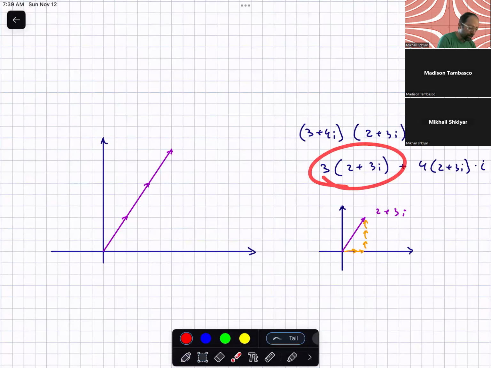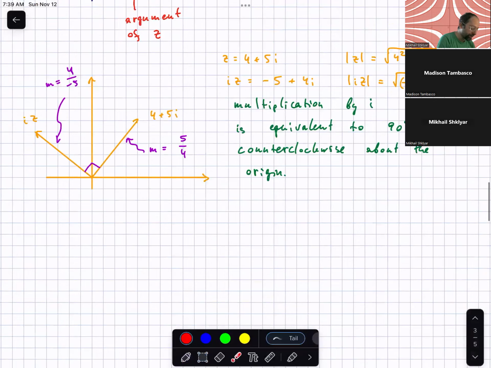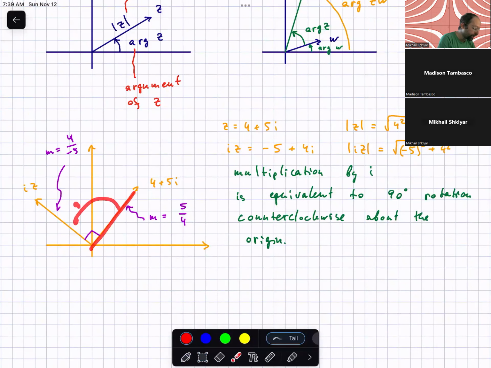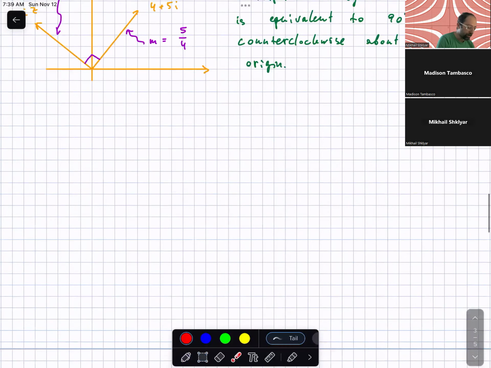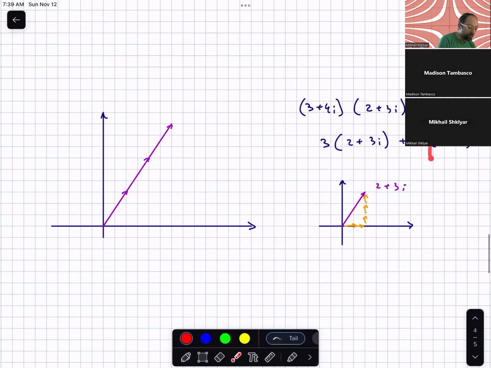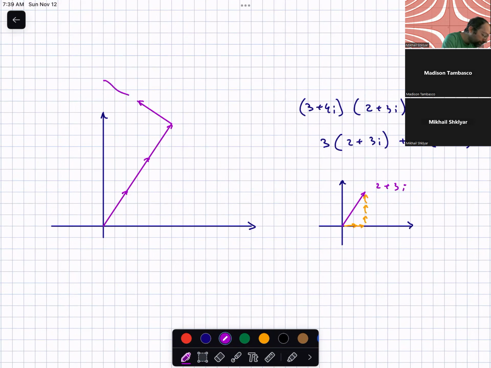So here it is. And now 2 plus 3i times i, we already realized from this part, is 2 plus 3i rotated by 90 degrees. So this part, 2 plus 3i times i, is 2 plus 3i rotated by 90 degrees. All right, so here it is, 2 plus 3i rotated by 90 degrees. And it says take it 4 times.